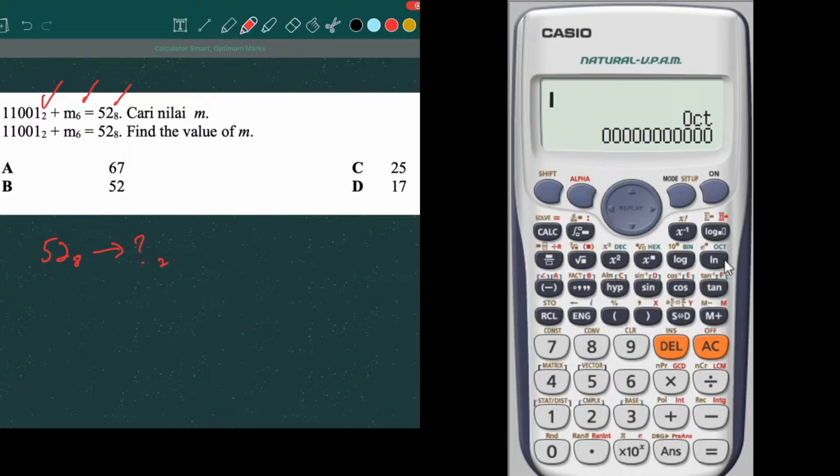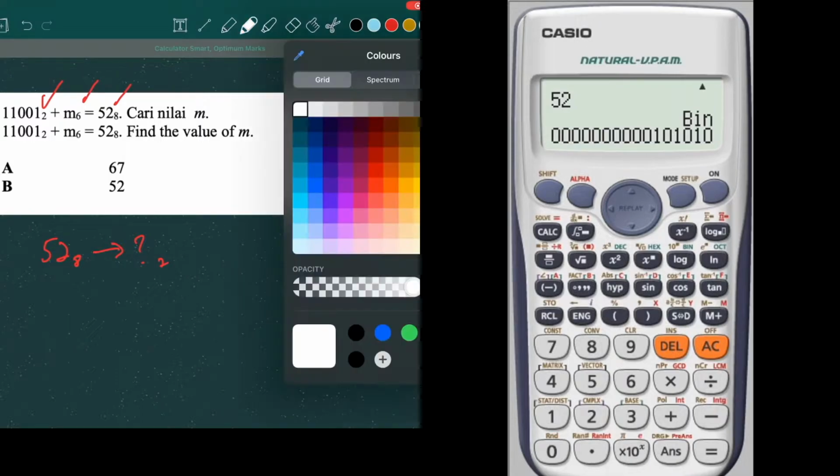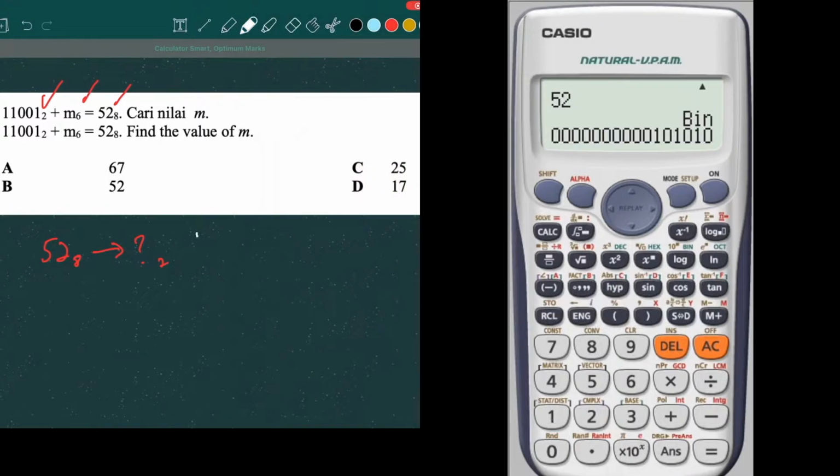So make sure it is in oct. Okay, OCT stands for base 8. And then kita pun tekan je bin. So dia tukarlah jadi 101010. Okay, so it becomes 101010 base 2.